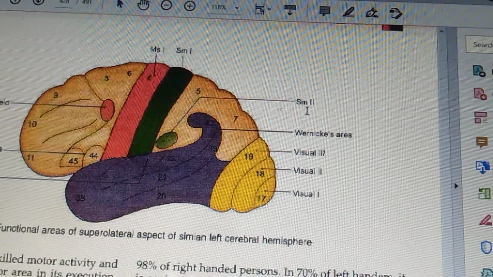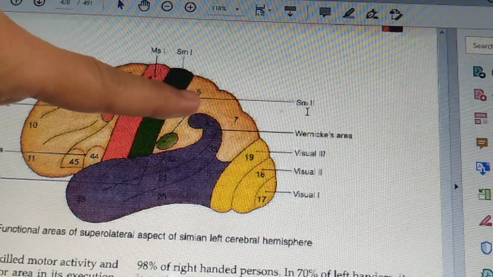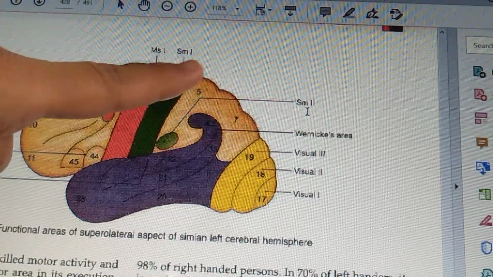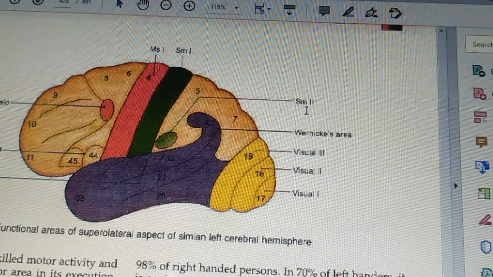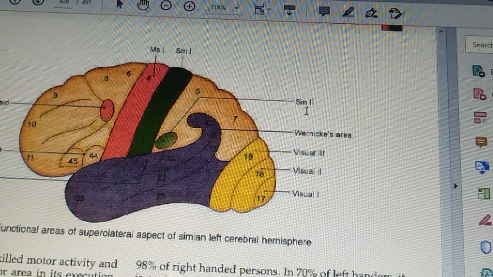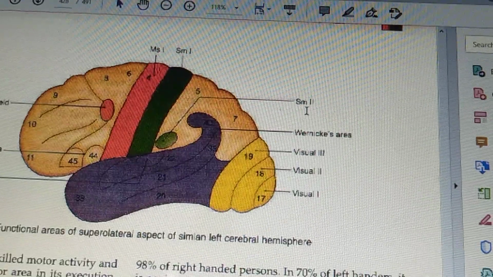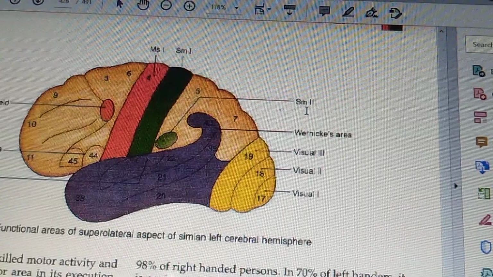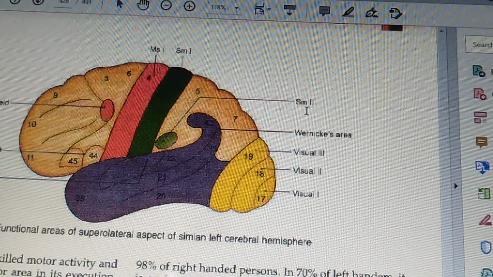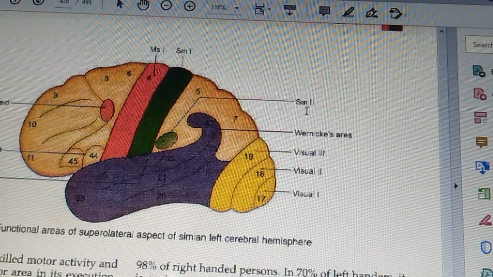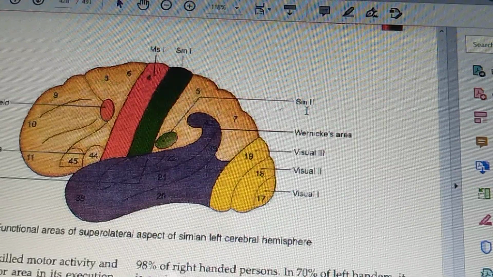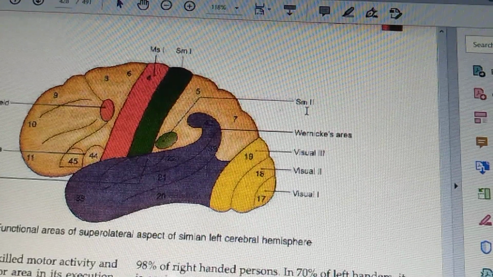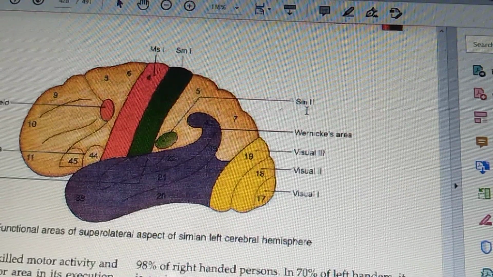Now in the association cortex you can see areas number 5 and 7 are shown. These two are the areas of the somesthetic association cortex. Now this cortex is mainly in the superior parietal lobule on the superolateral surface of the hemisphere and in the precuneus on the medial surface. It coincides with areas 5 and 7 of Brodmann.